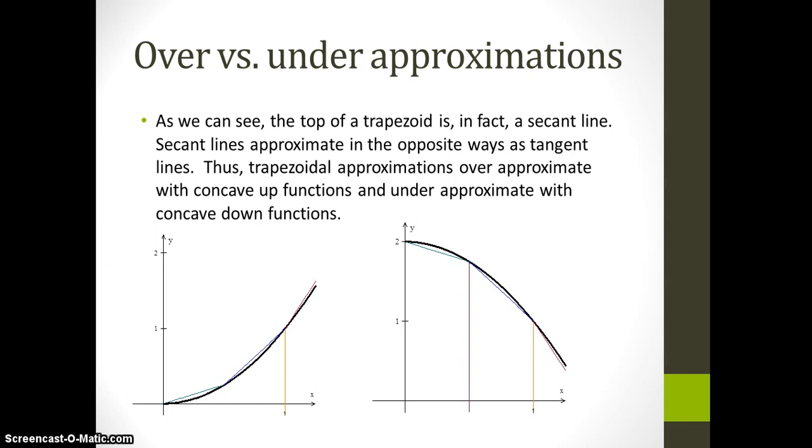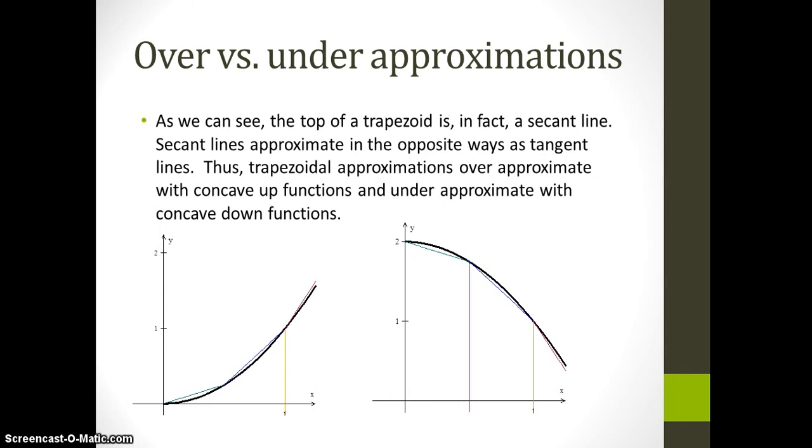Finally, a last thing that's an AP emphasis, whether trapezoids over or under approximate. As we can see, and it's a little hard to see on this, but we'll look at it in class, the top of a trapezoid, meaning the line that connects the two heights, is in fact a secant line. And we remember secant lines from our very first unit when we talked about them and how they related to tangent lines. And secant lines approximate in the opposite way as tangent lines.